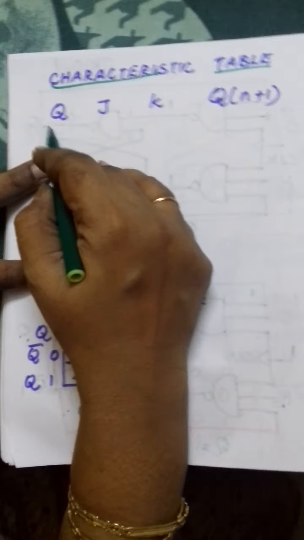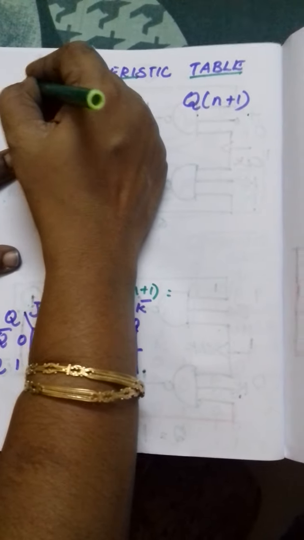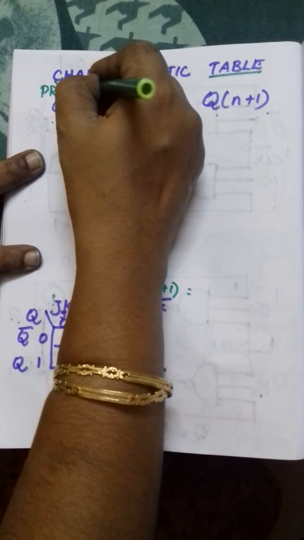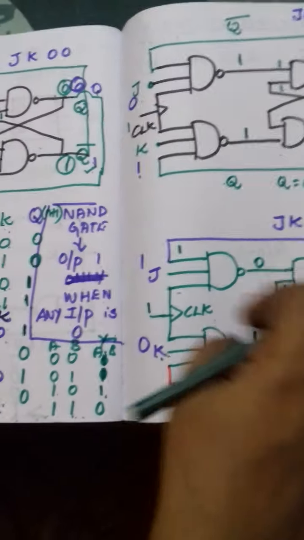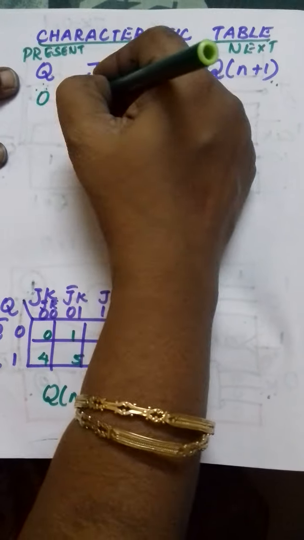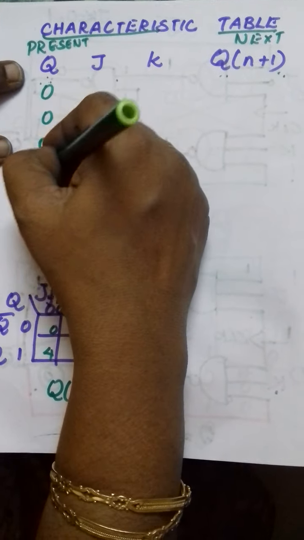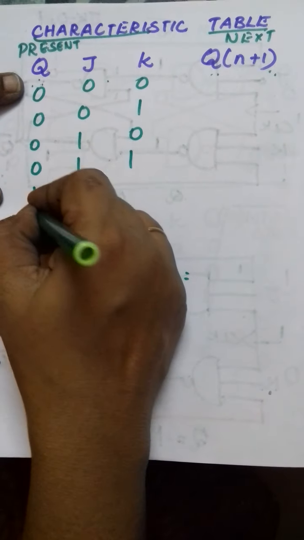This table, we are going to next write in a table which is called a characteristic table. In the characteristics table, you should write this format: Q, inputs, Qn plus 1. Q represents your present state and Qn plus 1 represents the next state. In the previous slide we assumed Q is 0, but in the next state, Q has become 1. So Q is the present state and Qn plus 1 is the next state. Now write down the possible combinations. Q is 0, 0, 0, 0, and JK will be 0 0, 0 1, 1 0, 1 1. Then Q is 1, 1, 1, 1.